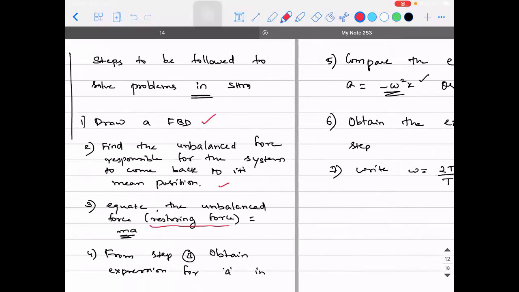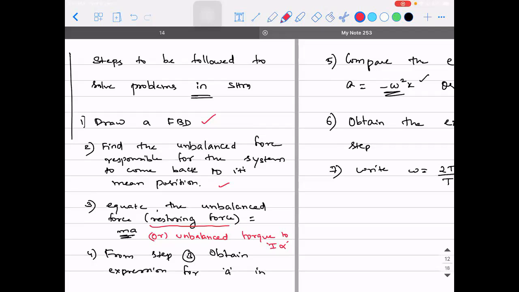Okay, sir. Equate the unbalanced force to MA, or please add another point: unbalanced torque to I alpha. Please make a note, I forgot to write this. If you have unbalanced force, equate it to MA. If you have an unbalanced torque, equate it to I alpha, because torque is equal to I alpha. I explained it in the 7th chapter.